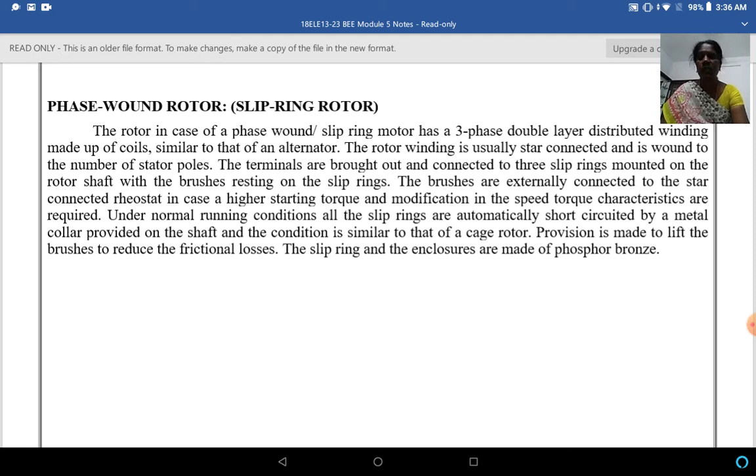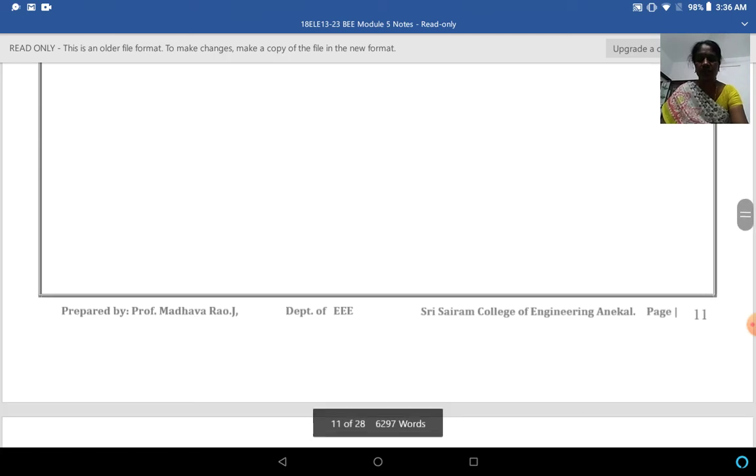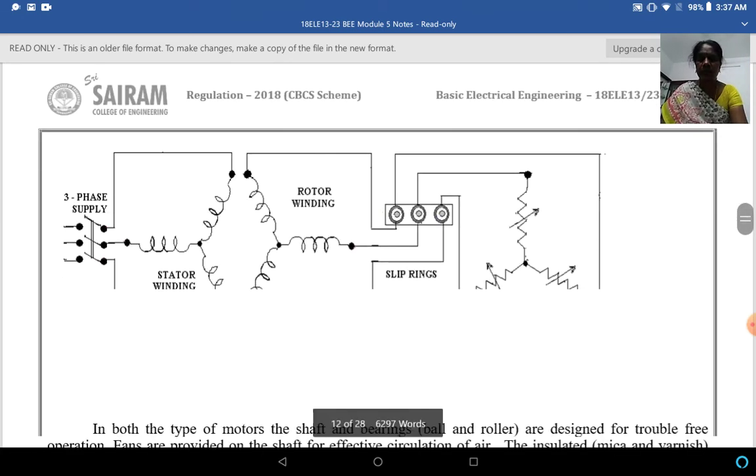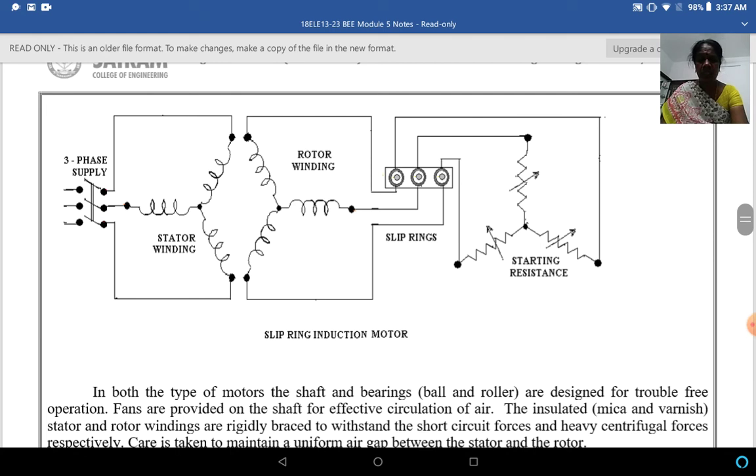Provision is made to lift the brushes to reduce the frictional loss. The slip rings and the enclosure are made of phosphor bronze. Here the slip ring induction motor construction is shown. The star connected starting resistance is also here, along with the stator winding and the rotor winding.